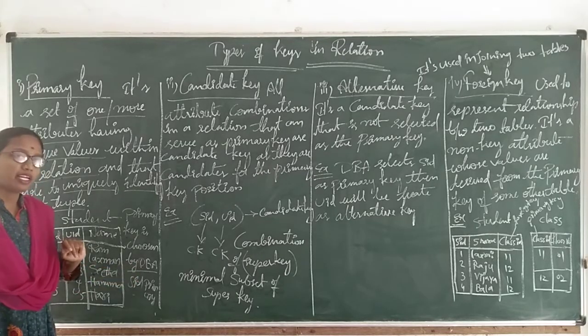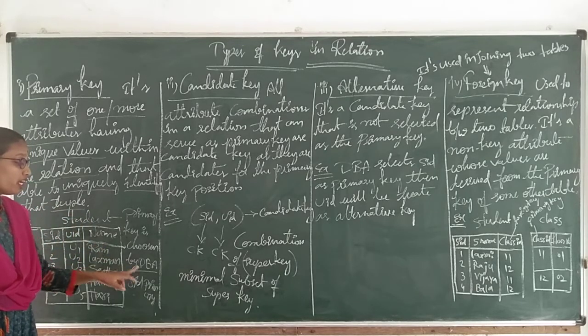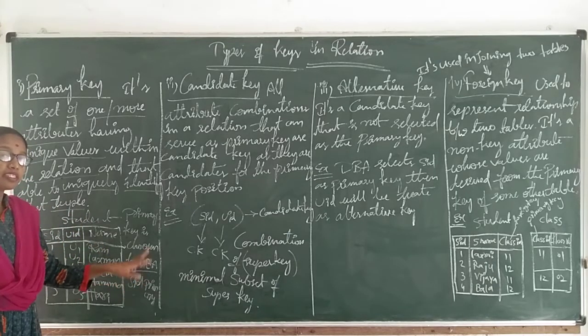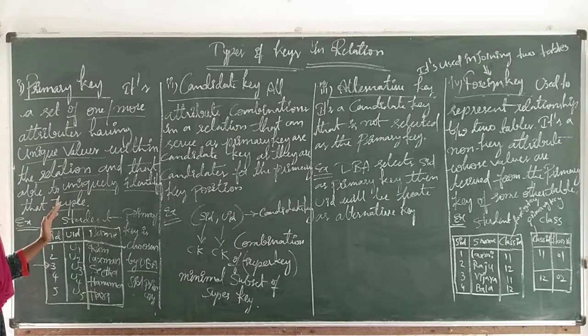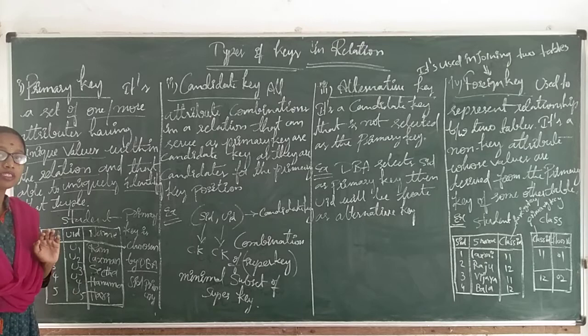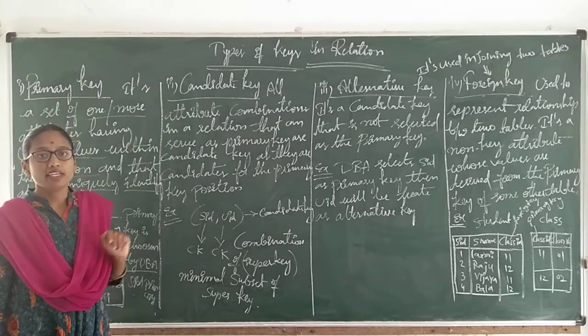With the help of the database administrator, who selects the primary key, we can find out the primary key. What is a primary key and what is an alternative key? And next, let's move on to the candidate key.